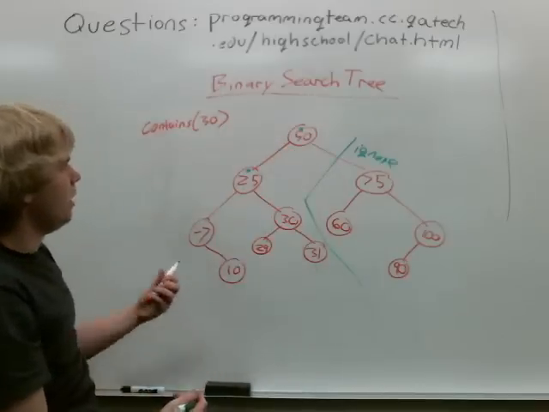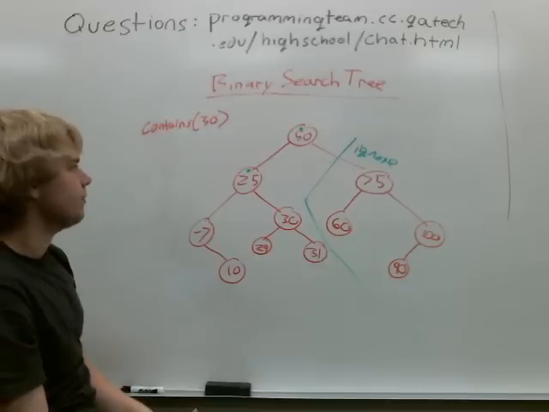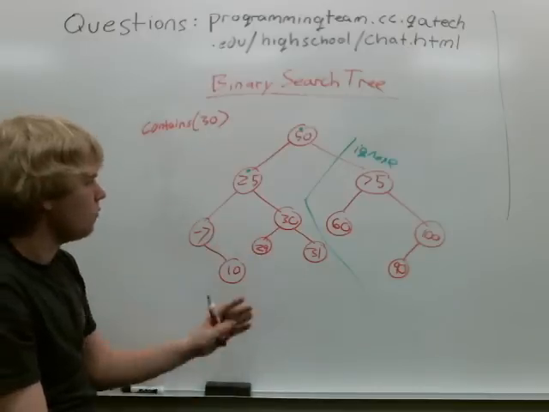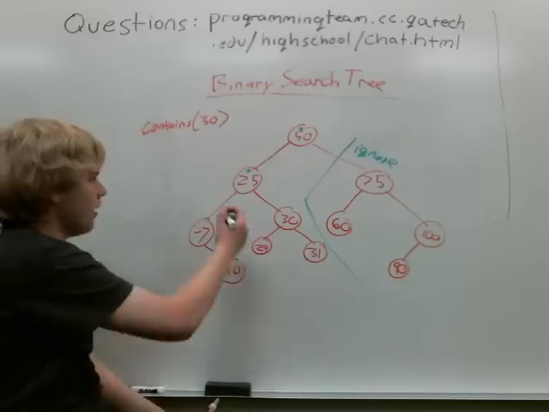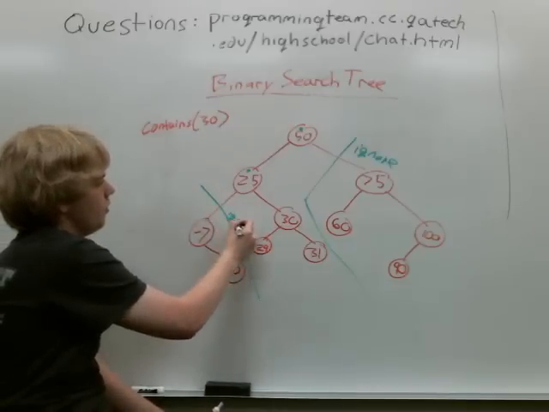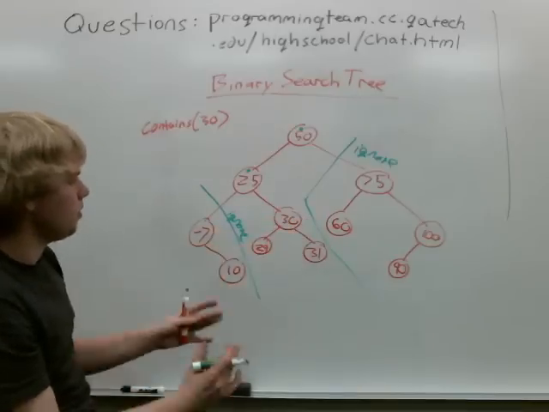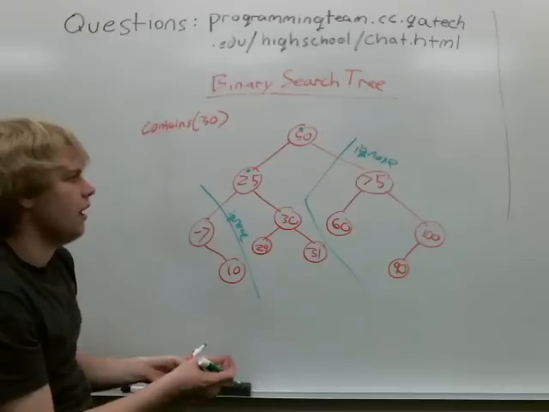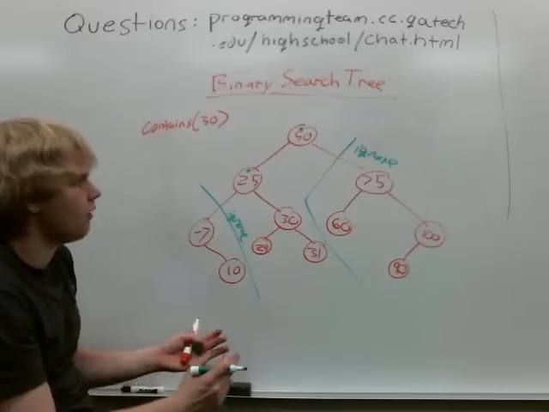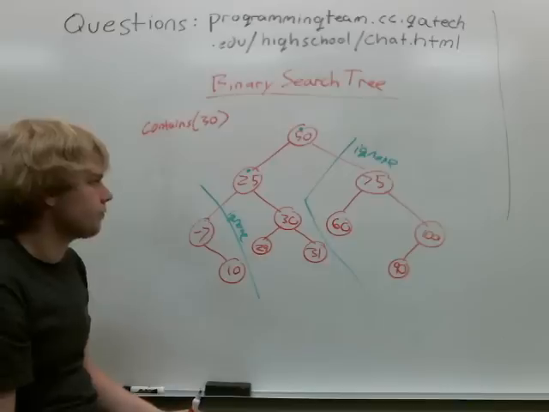Now we're at 25. And we're going to compare 30 to 25. So when we do that, we're going to see that 30 is larger than 25. So we're going to want to move to the right. So that lets us ignore all of this. And so now you can see here that we're cutting off approximately half of the data. As long as the tree is shaped nicely, we're cutting off half of the data each time we move down a level in the tree.